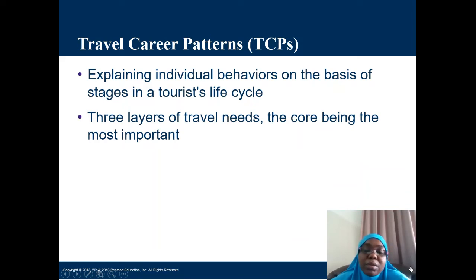The second motivation is the travel career pattern, right? The second psychological reason is the travel career pattern. This explains individual behavior on the basis of stages in one's tourist lifestyle. There are three layers of travel needs, the core being the most important. That's the core, the one at the center, and that is the most important out of the three layers of travel needs.